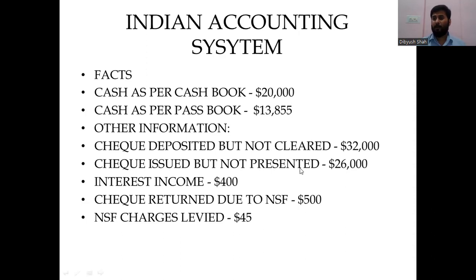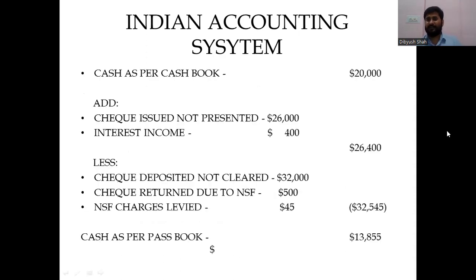Now, what do we do in Indian accounting? First, we take a base. In this case, it was cash as per cash book. Now, we make certain adjustments to arrive at the figure of cash as per passbook. What are those adjustments? We add those entries which have the effect of either, like we add those expenses which have not yet cleared the bank. First, why?